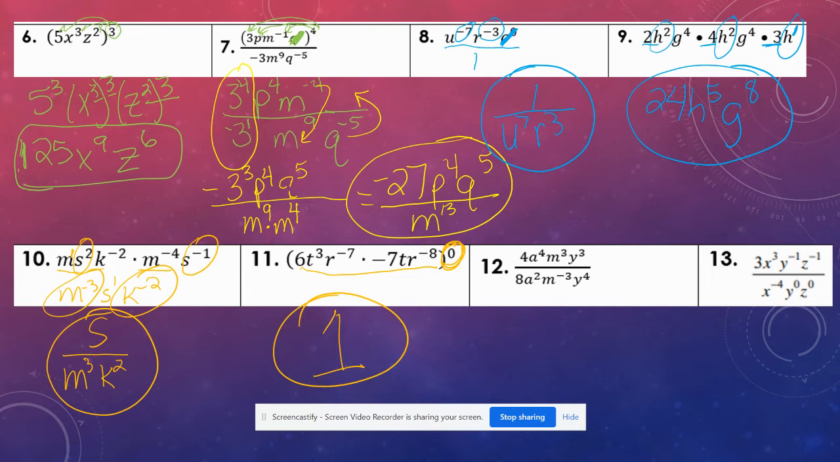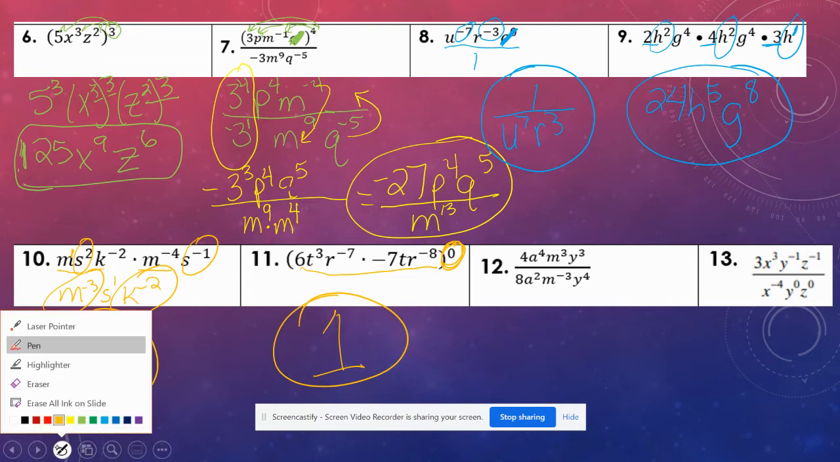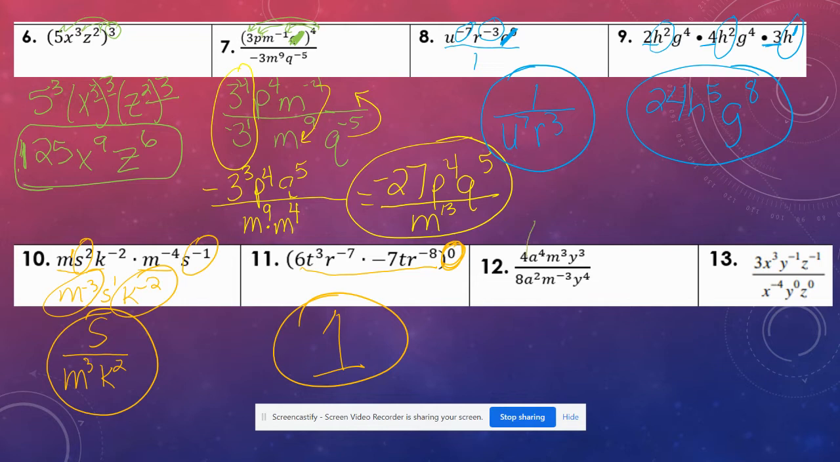Number 12, I'm going to take a look at my like terms here. So 4 over 8, we can reduce that to 1/2. A to the fourth over a squared. Subtracting 4 minus 2 is 2.